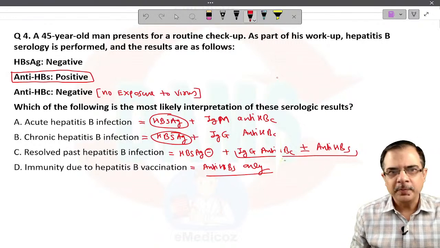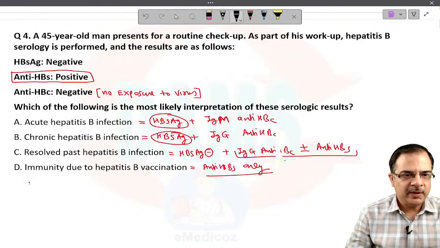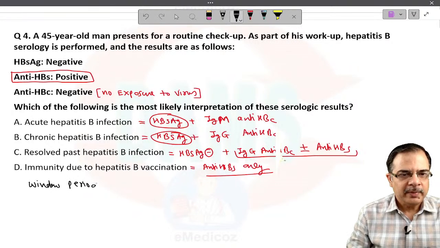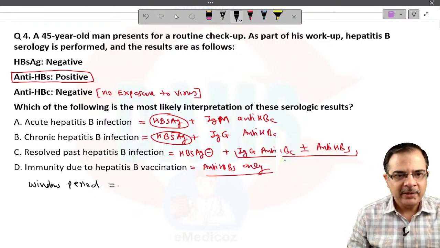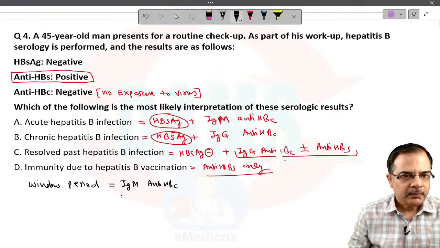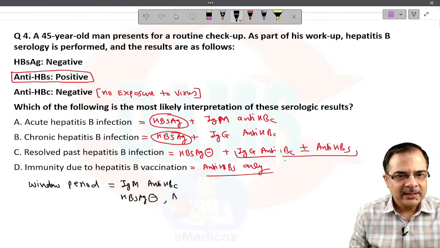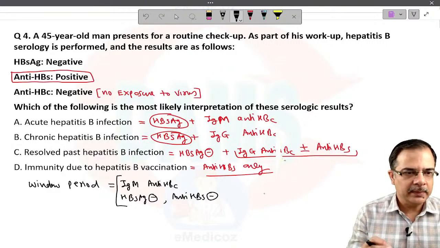Now, what about the window period? In cases of the window period, remember this point, window period is a period of acute infection. Means it will have IgM anti-HBc here. HBs antigen will be negative and its antibody will also be negative. So this is the window period for hepatitis B.